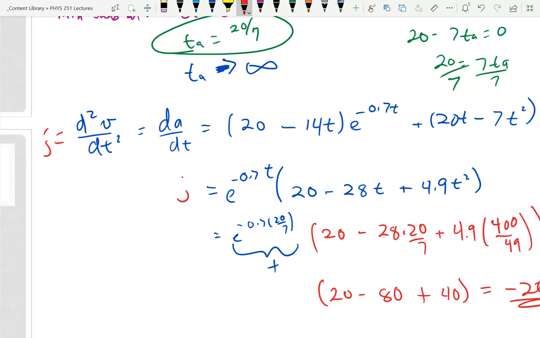Gotcha. And because the graph is all positive, we use the positive answer, right? Well, because I said what's the maximum acceleration, I said positive is the maximum. The negative is the minimum.